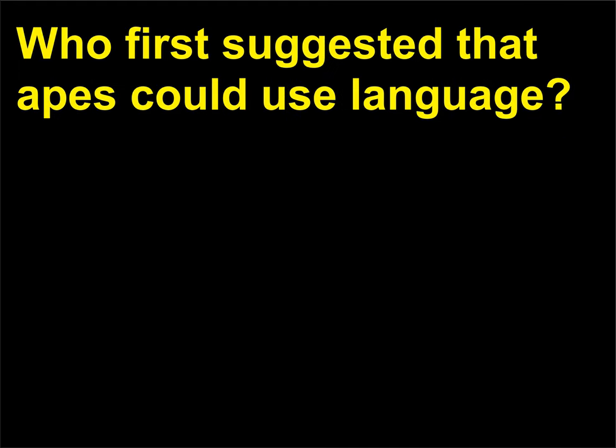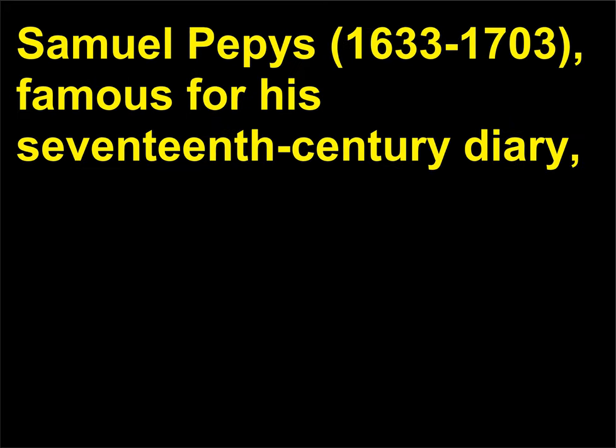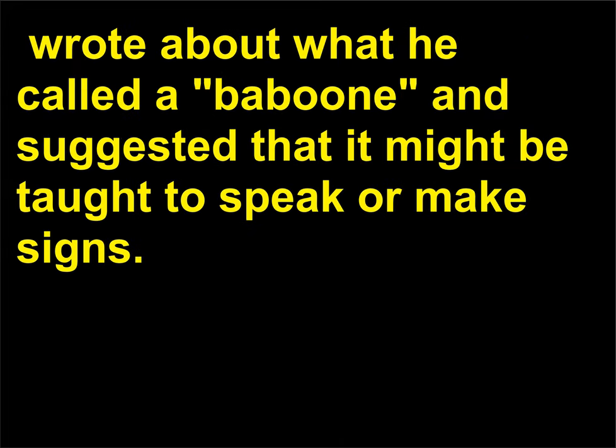Who first suggested that apes could use language? Samuel Pepys, 1633-1703, famous for his 17th century diary, wrote about what he called a baboon and suggested that it might be taught to speak or make signs.